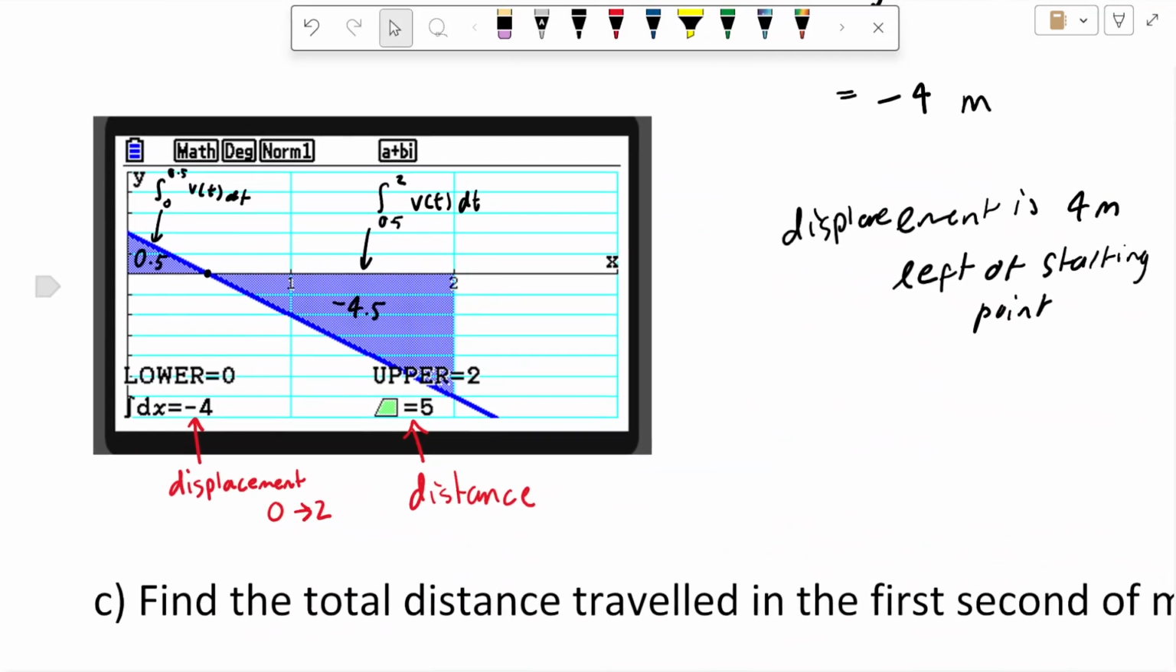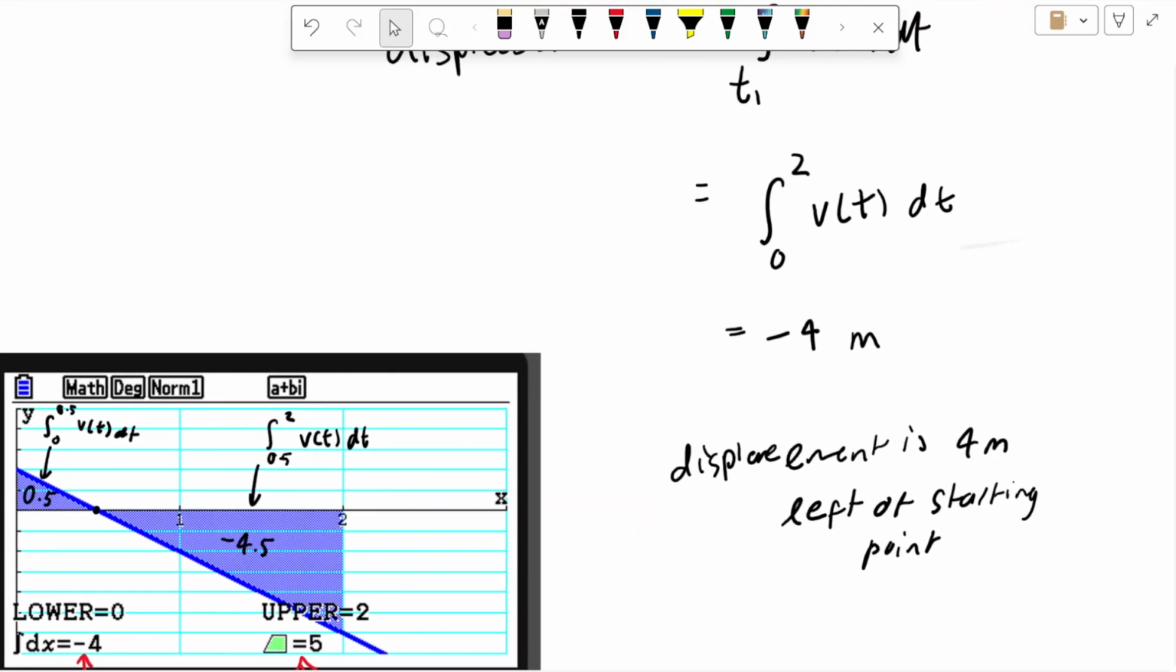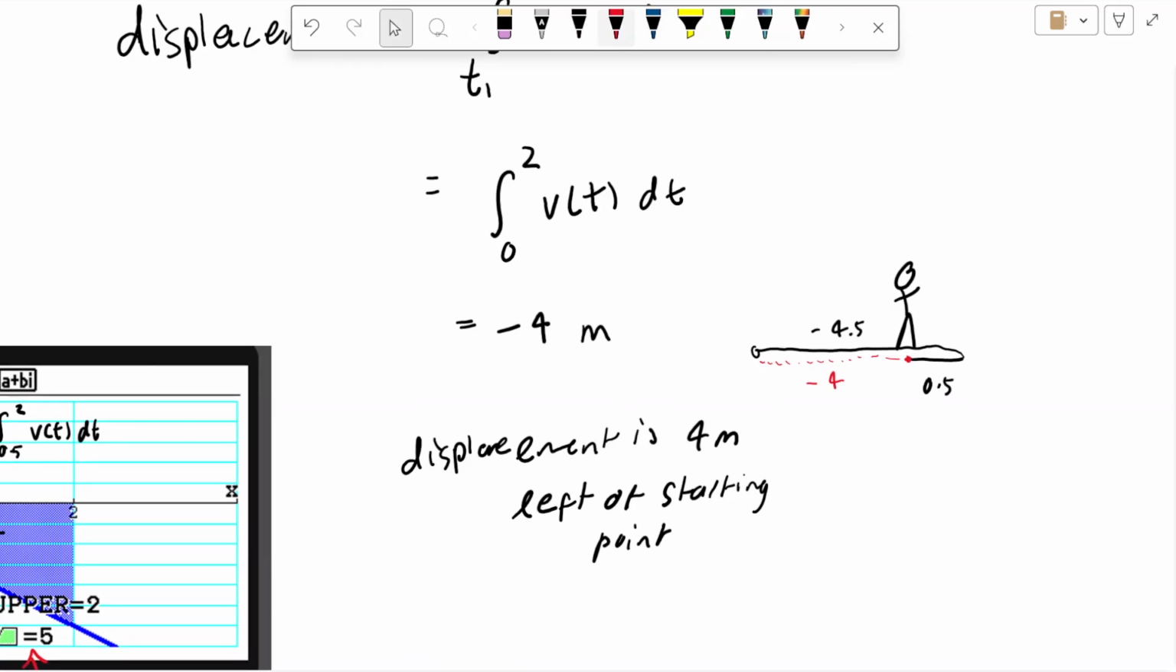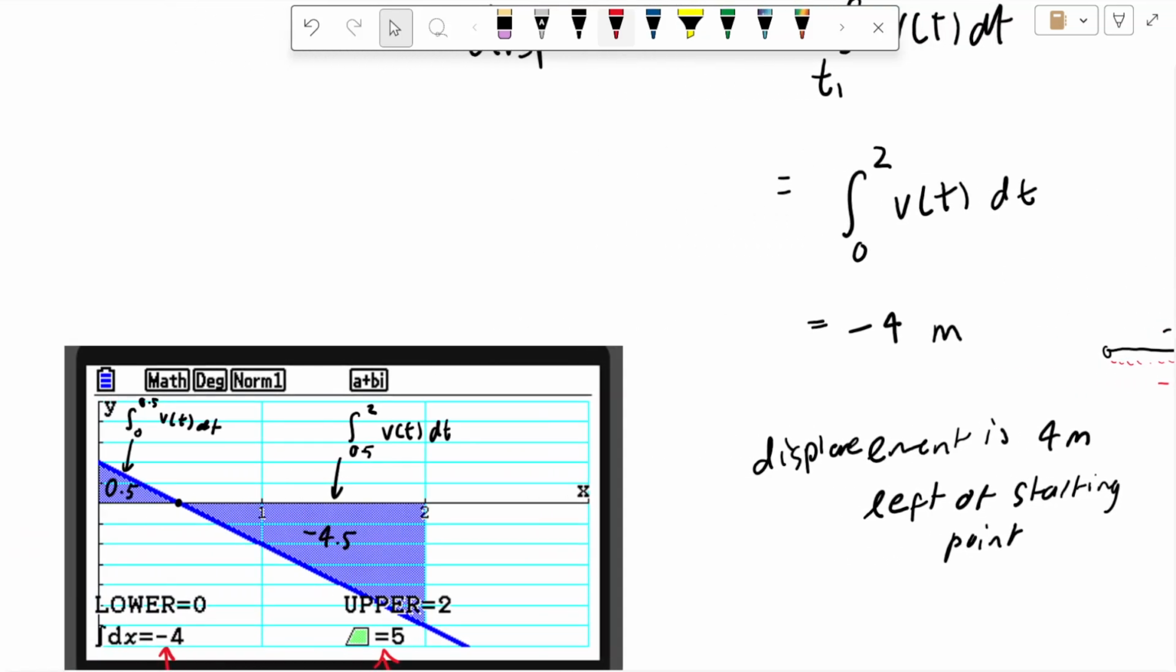So you can see why the displacement is 4 meters left, because in this situation, the particle moved 0.5 meters right, and then it turned around and it moved 4.5 meters left. So the total difference between there is 4 meters left. And the total distance you traveled was 5 meters, because you've gone 0.5 and another 4.5.